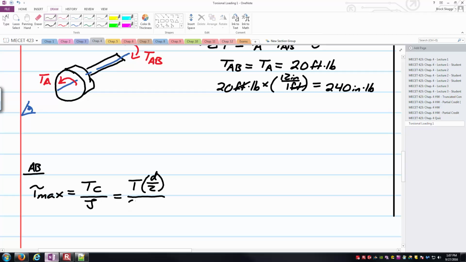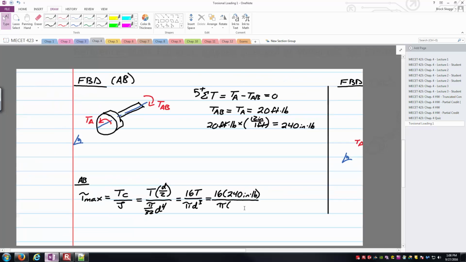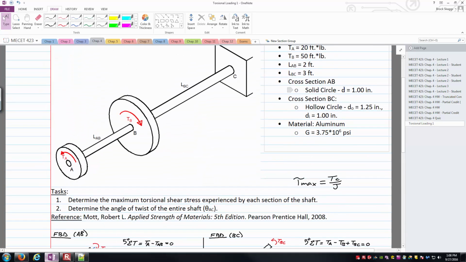And then the J is pi over 32 d to the fourth, that moment of inertia for a solid circular cross-section. Working around the algebra here, I believe we're going to end up seeing 16T all over pi d cubed when it's all said and done. And so then it's just a matter of plugging and chugging, right? 16, our torque for AB was 240 inch-pounds. Got pi and the diameter cubed in the denominator. My diameter for section AB was the 1 inch.